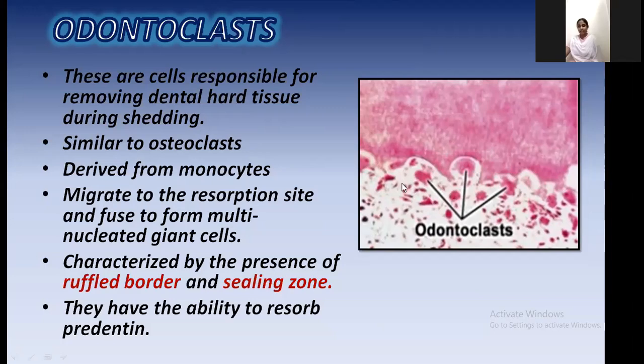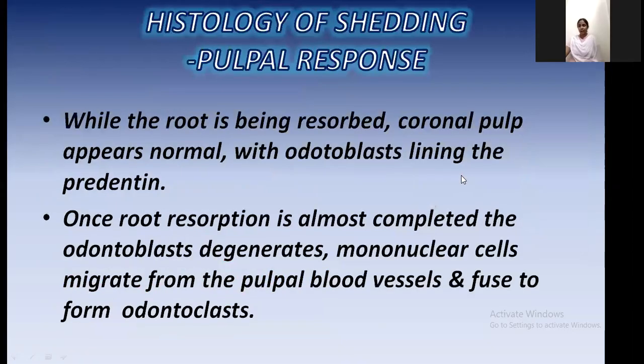In this image, at the resorption site, these hollows and these round pupil-like areas in eosin are the odontoclasts.